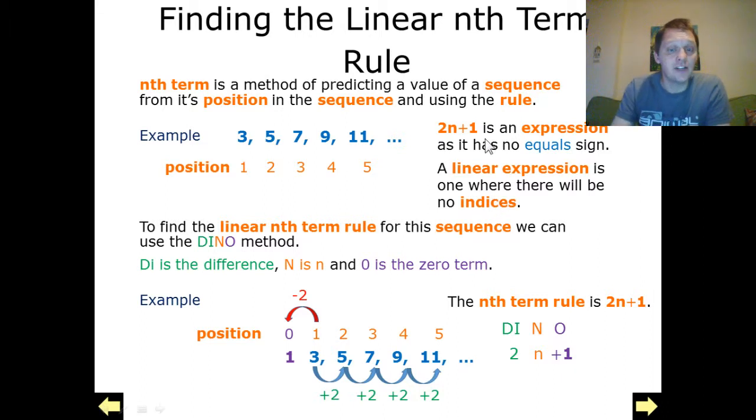Now, anytime that you're asked to find or generate the nth term rule, it could also ask for the expression. This is the exact same problem because, those of you who know your algebra, an expression is just a sum without an equal sign.